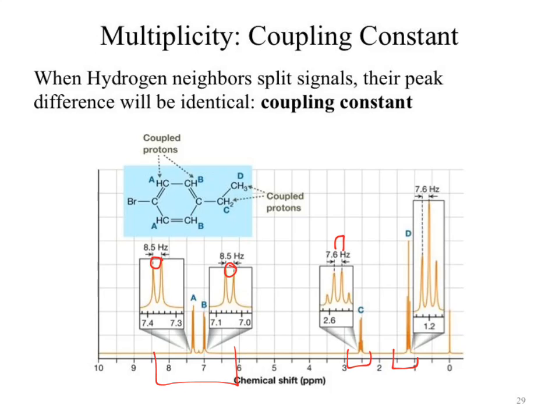But if we look at our alkane region, it's a 7.6 and a 7.6. What does that mean? Those two signals are neighbors to each other. So the signal at 1 couples to the one at 2.